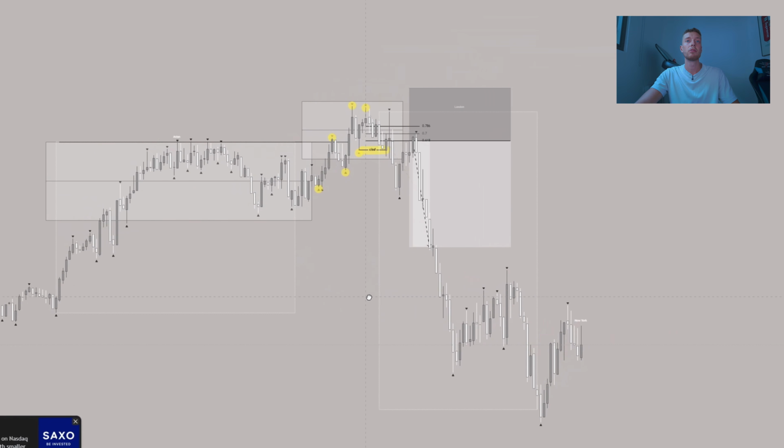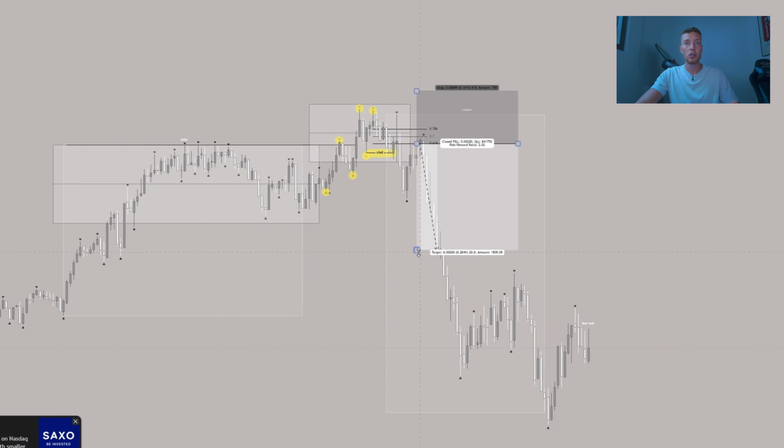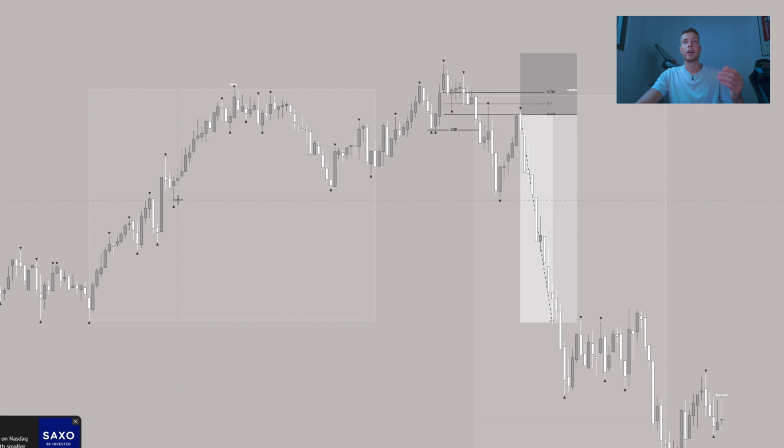Now I do have fixed RR trades, so mine is simply 1 to 2. But if you want to target the previous session lows, that is absolutely fine. So let me just get another example up on the chart so I can show you it working through again, just so you can see how effective this actually is. Okay, so this is another example.